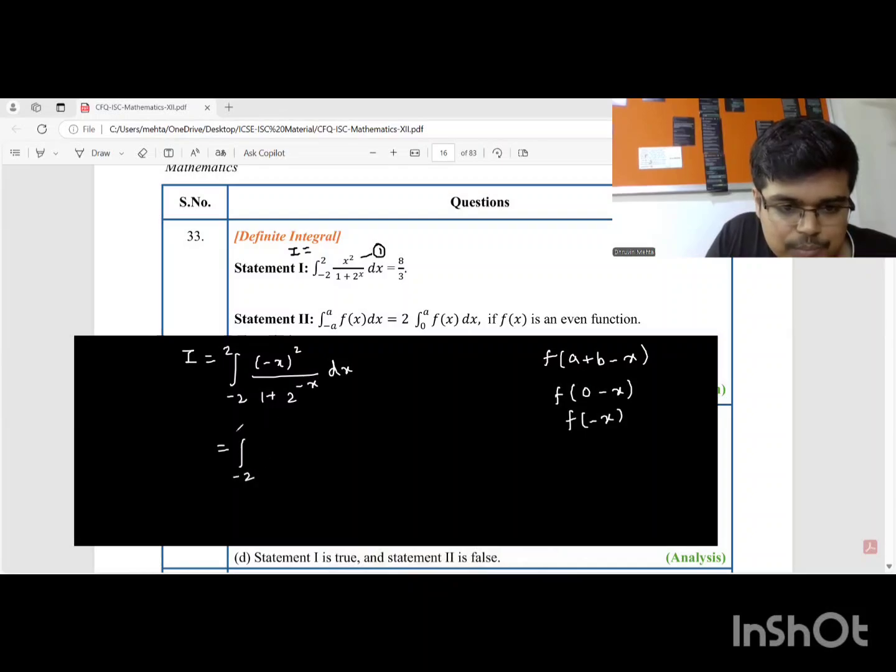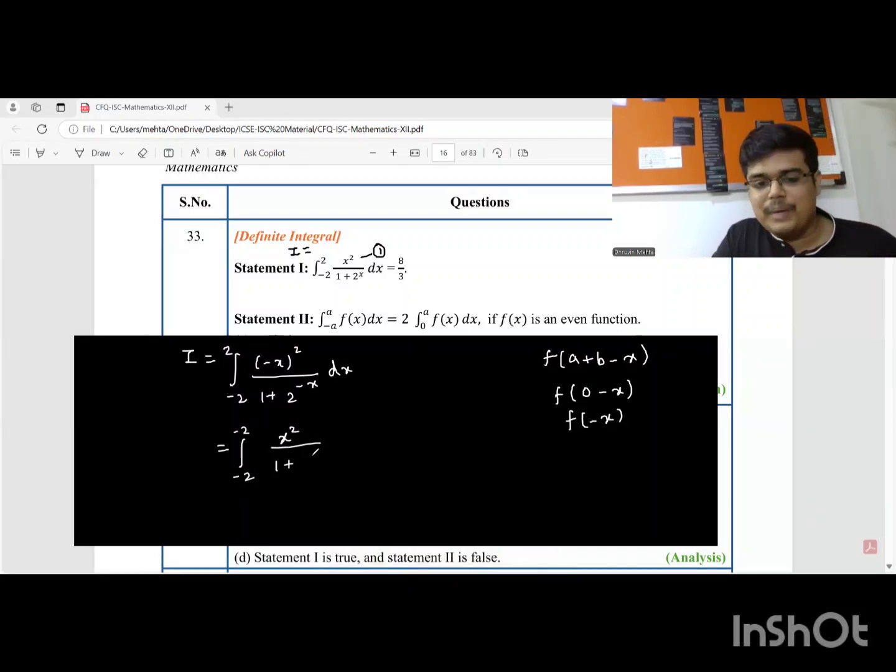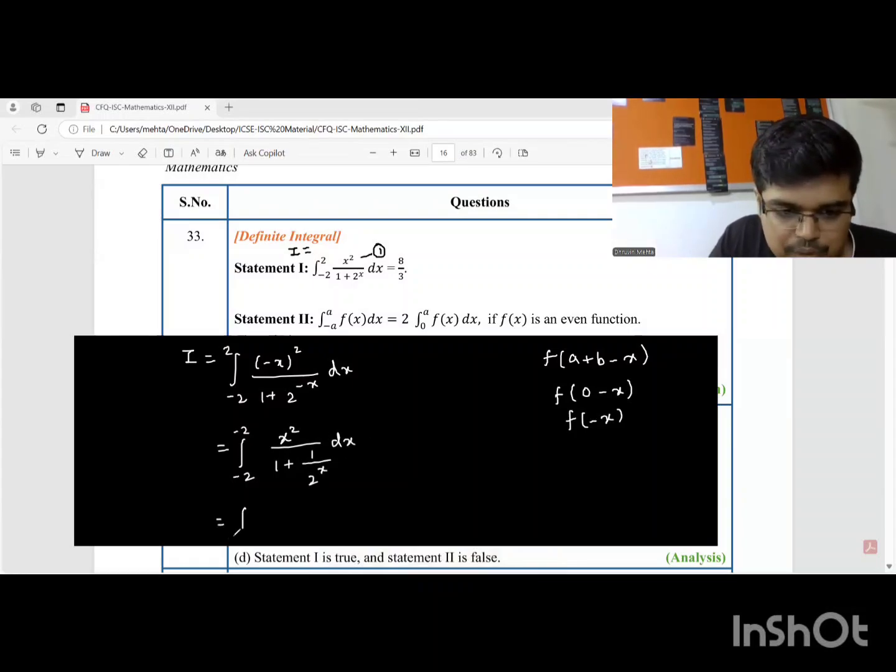This is minus 2 to 2. This is x square upon 1 plus... Use the indices rule. When power is negative, we'll take reciprocal. This is 1 upon 2 raised to x dx. You keep solving this, students. This is minus 2 to 2. When you take LCM, this 2 raised to x will also be multiplied in the numerator. So it's 2 raised to x into x square upon 2 raised to x plus 1 dx.